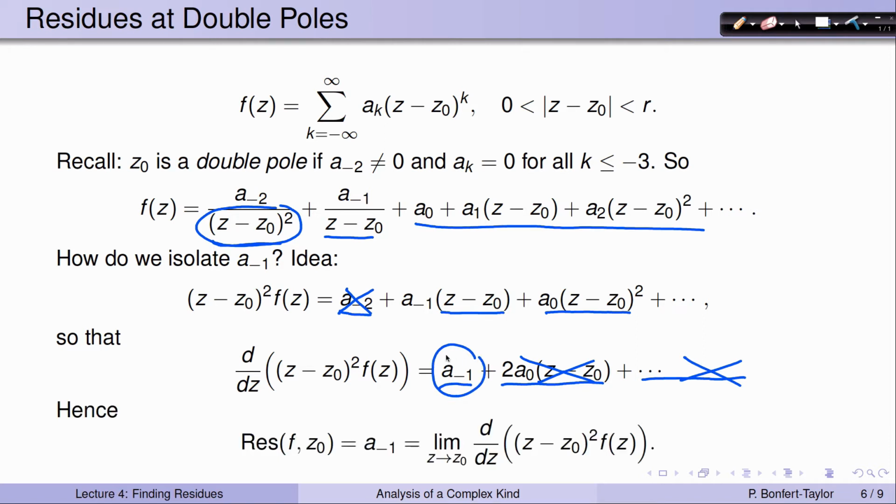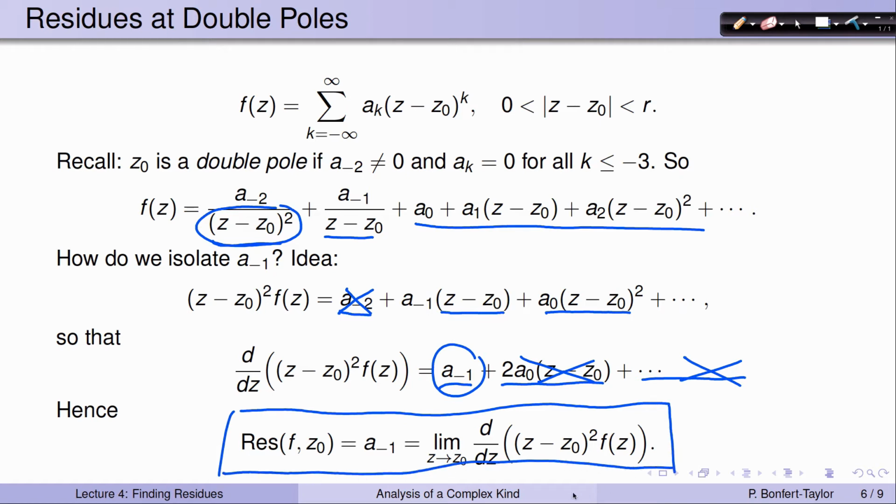So we found our formula for double poles. The residue at the double pole can be found by first multiplying the function by (z minus z0) squared, and then taking a derivative, and then taking the limit as z approaches z0. Let's look at an example.